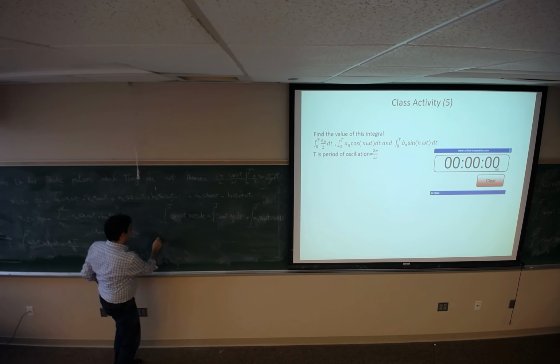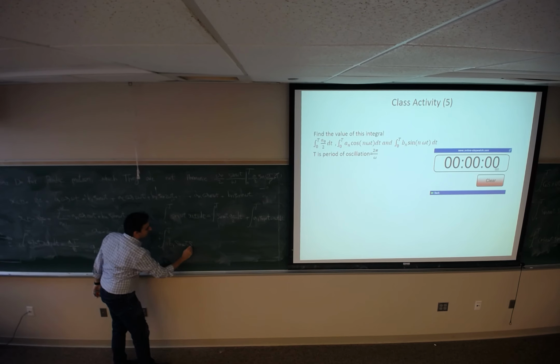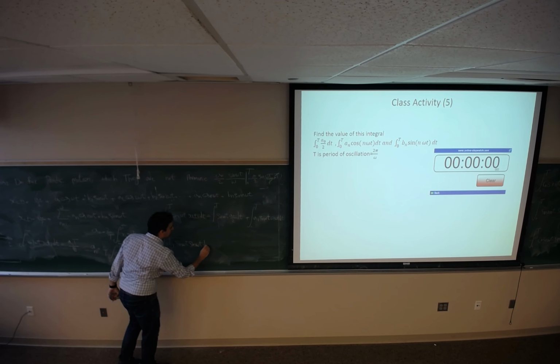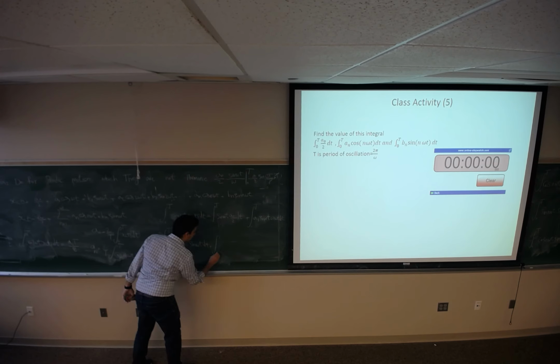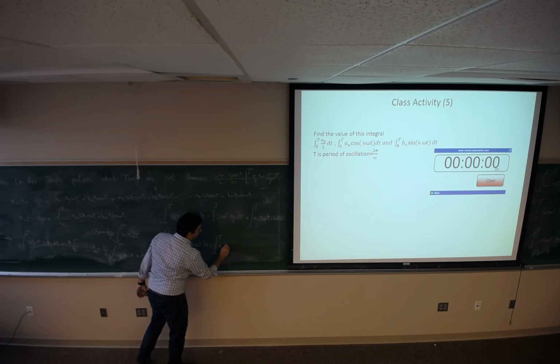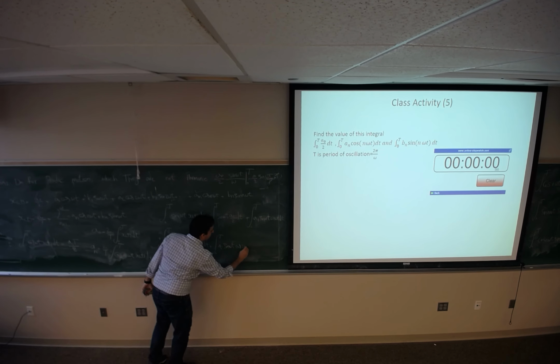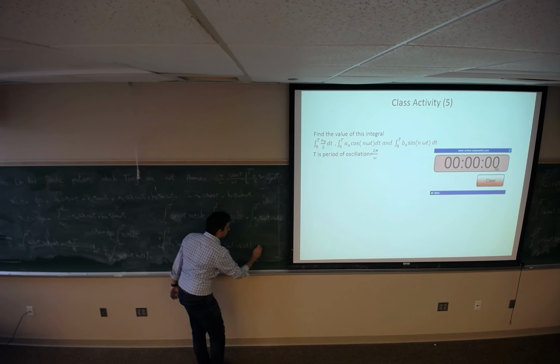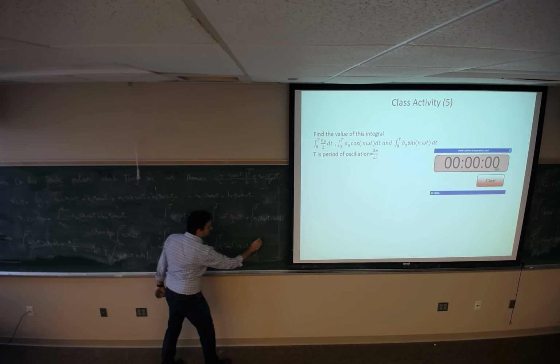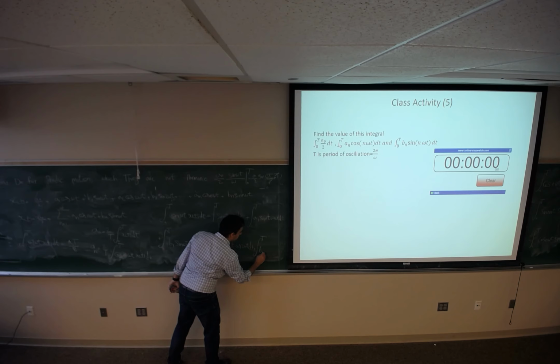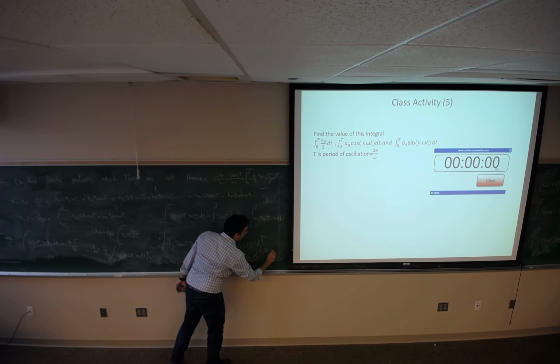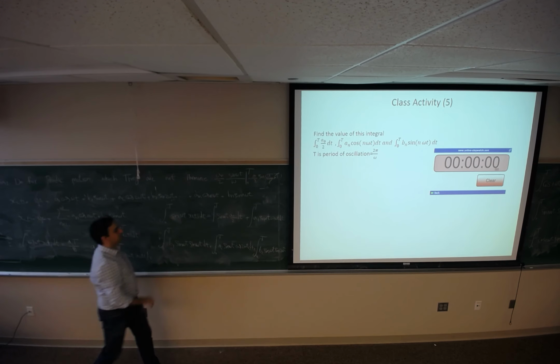plus integration from 0 to T B1 sine of omega T sine of omega T dt plus integration from 0 to T A2 sine of omega T cosine of 2 omega T dt plus integration of 0 to T B2 sine of omega T sine of 2 omega T. And it continues until the last term, which is n.